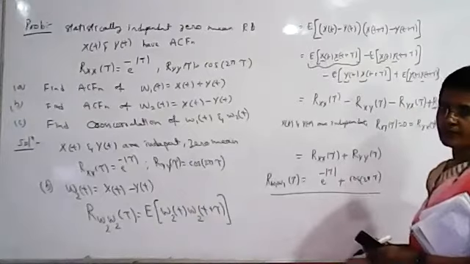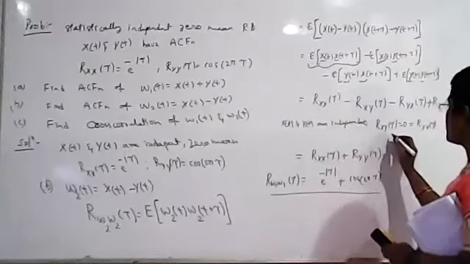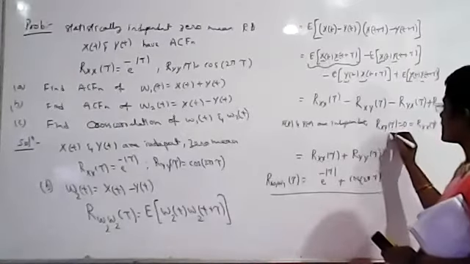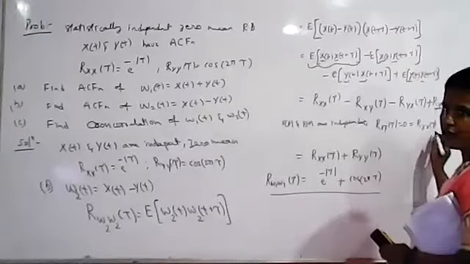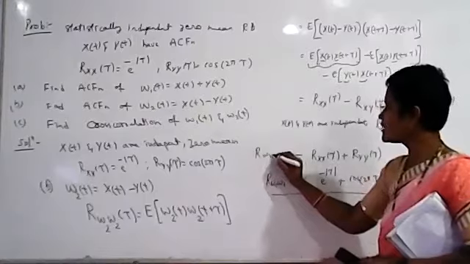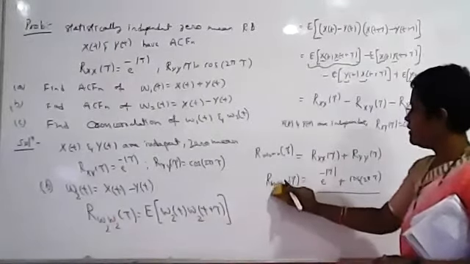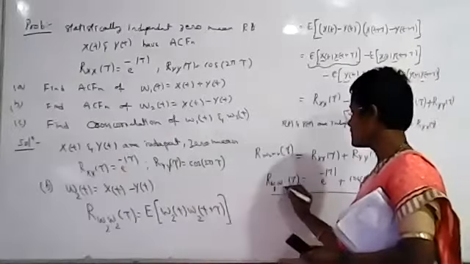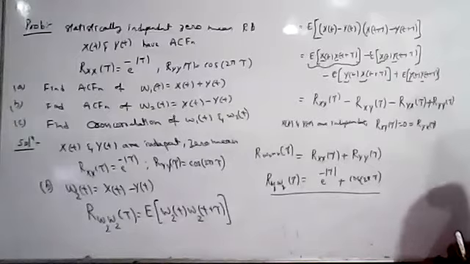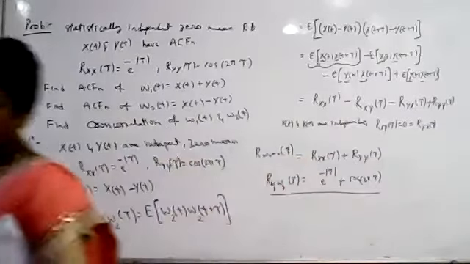And what is given in the statement? It is given that both x of t and y of t are independent. So the cross correlation between x and y will be 0. Okay. So Rxy of tau and Ryx of tau are both equal to 0. So R omega 2 of tau is also the same. So R omega 2 of tau is equal to e power minus tau cos of 2 pi tau. Any doubts here?